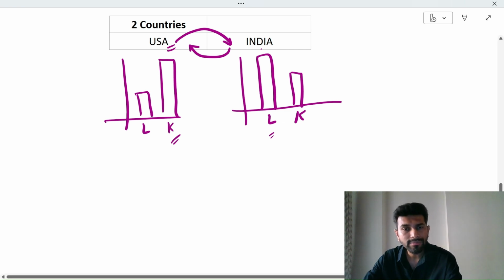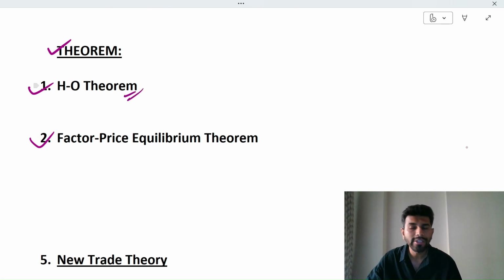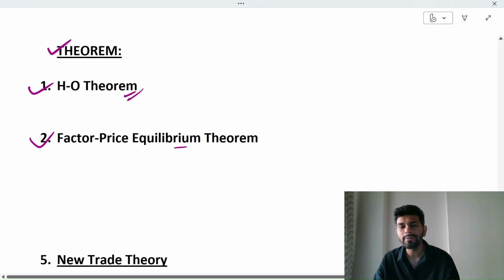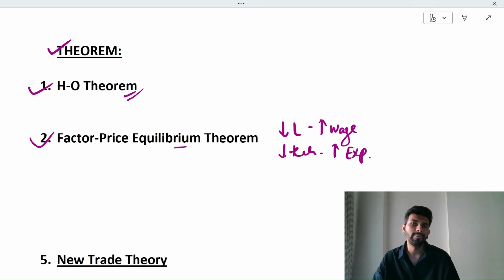There are two theorems, HO theorem and factor price equilibrium theorem. The HO theorem, Heckscher-Ohlin theorem, says that India will produce and export labor intensive goods and USA will produce and export capital intensive goods. And the factor price equilibrium theorem says that in USA fewer laborers are available, so there will be a higher wage rate, and in India less technology is available, so it will be more expensive.